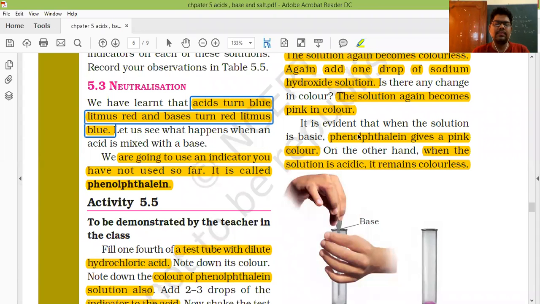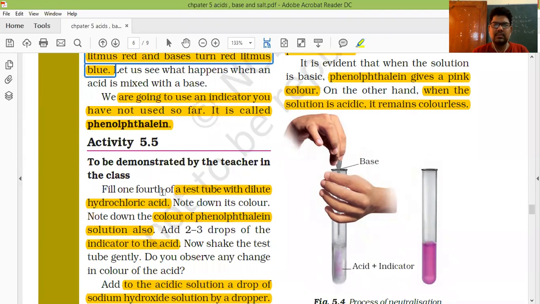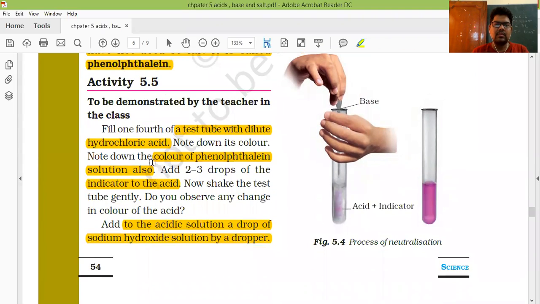Hello everyone. Today we talk about chapter 5, acid, base and salt. In this chapter we talk about the process of neutralization. In this process the acids turn blue litmus red and the bases turn red litmus blue. And we are going to use an indicator you have not used so far. It is called phenolphthalein. You see Activity 5.5 to be demonstrated by a teacher in class.